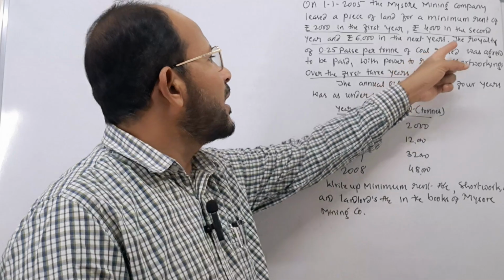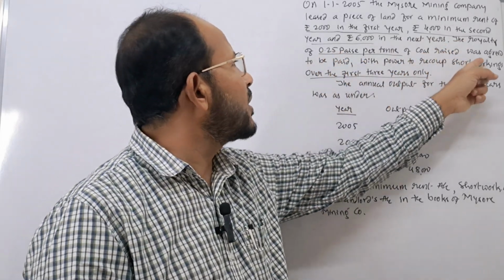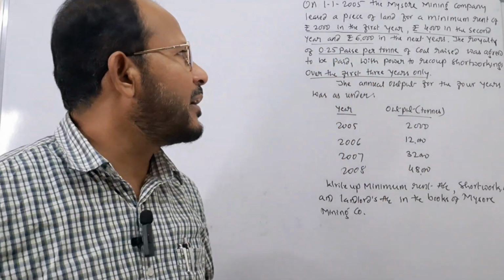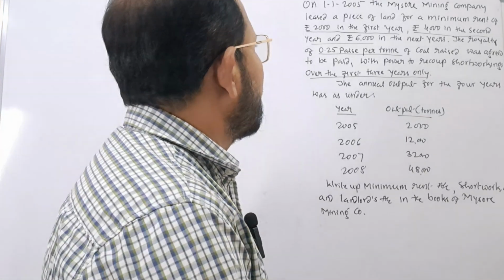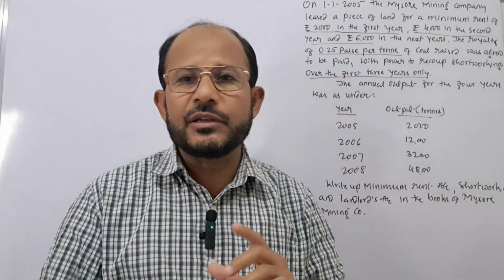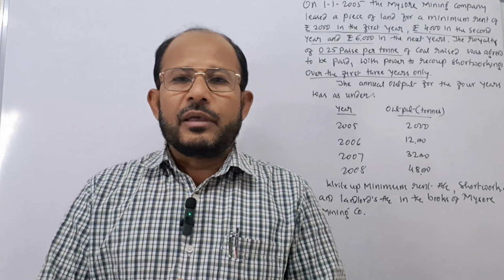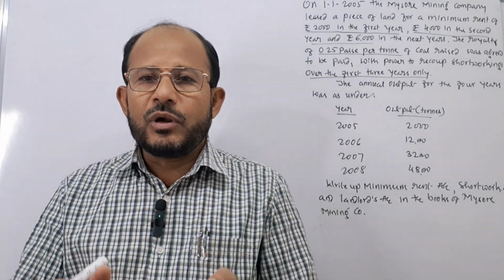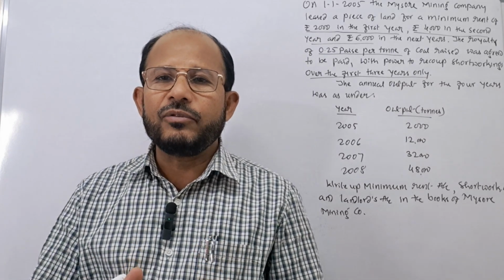Next one is here royalty is given. The royalty of 25 paise per ton of coal raised was agreed to be paid. Here 25 paise per ton is to be taken as the royalty which is to be given to the landlord with power to recoup short workings over the first 3 years only. Here the right of recovering the short workings is given only for the first 3 years. Only the first 3 years are to be used for the recovery of short workings.